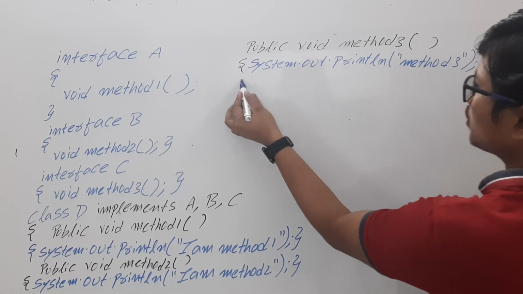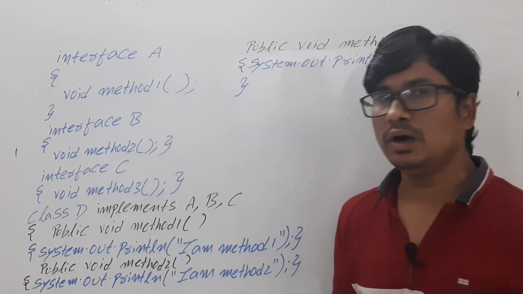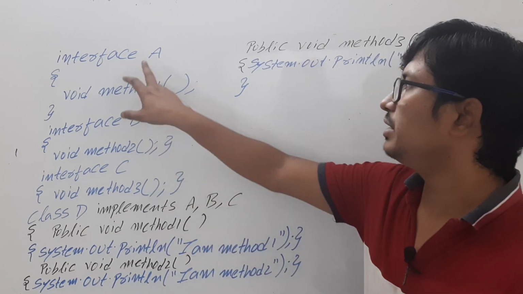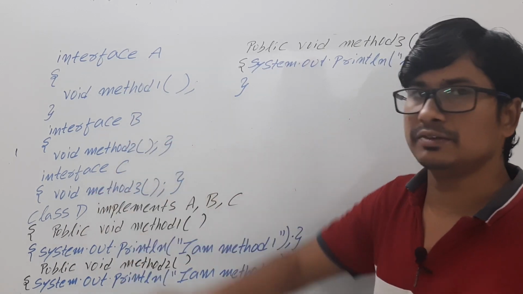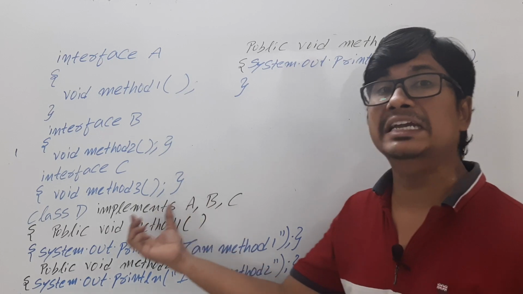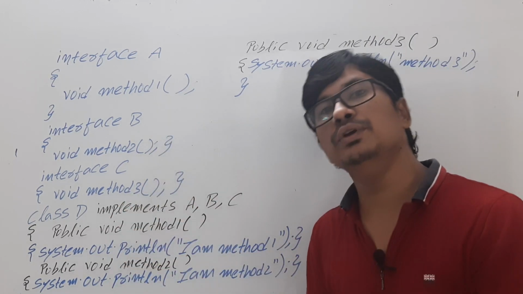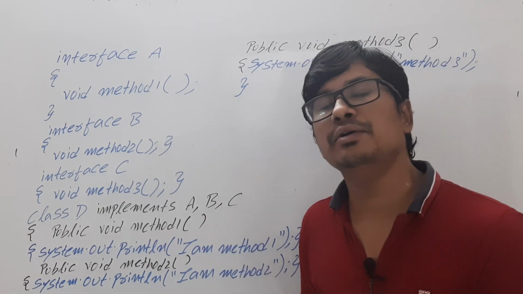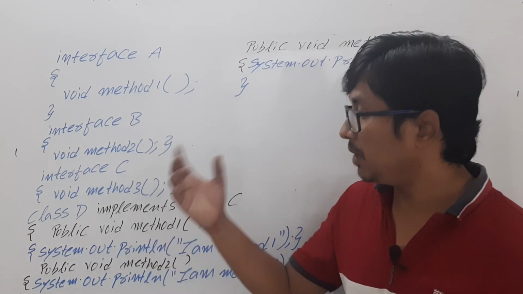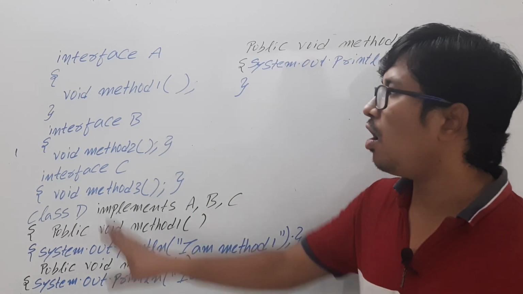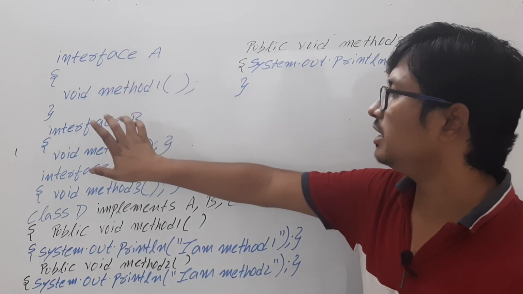Then let me close the method. So what I have done, class D is inheriting the properties of interface A, interface B, interface C. So this is what multiple inheritance is. In this class, class D can have its own members, but it should provide the implementation of all the abstract methods which are there in A, B, C.